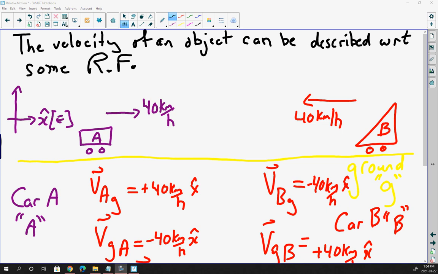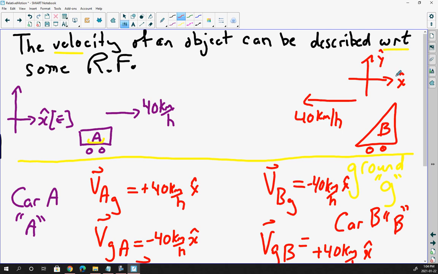So let's continue with this. It says the velocity of an object can be described with respect to some reference frame. So what are the reference frames here? There's three reference frames. There's reference frame A, which is a car. I'm going to label A, and here's its reference frame. So you can picture this reference frame moving along with the car stuck to it. Then there's this other reference frame here, right?